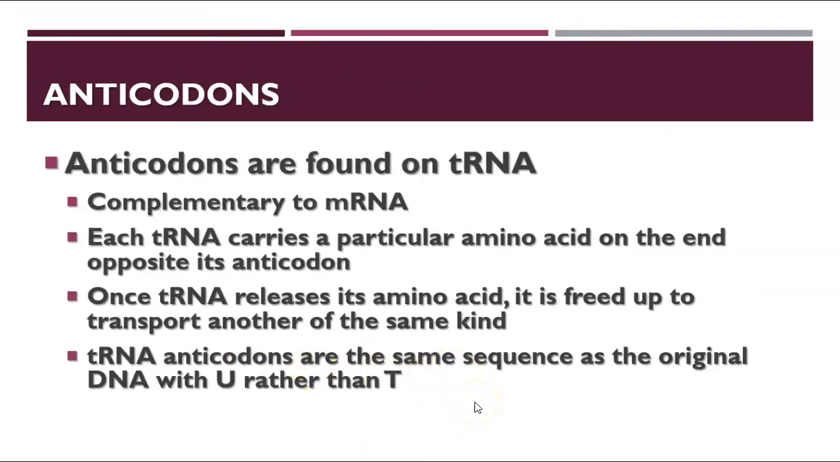Anticodons are found in the transfer RNA. They're complementary to the messenger RNA. The big thing is each transfer RNA carries a particular amino acid on the end that's opposite its anticodon. And then once the transfer RNA releases its amino acid, it's then free to go pick up another amino acid of the same kind. And like I said a minute ago, transfer RNA anticodons are the same sequence as the original DNA with a U instead of a T, just so you can check yourself.